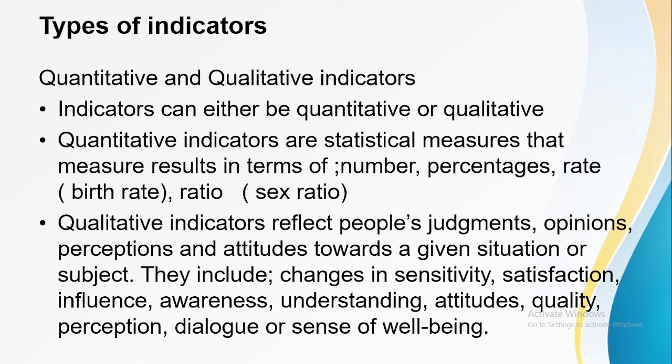So what are the types of indicators? We have qualitative and quantitative indicators. Quantitative indicators are statistical measures that measure results in terms of numbers, percentages, rates, birth rates, ratios, or sex ratios. While qualitative indicators reflect people's judgments, opinions, perceptions, and attitudes towards a given situation or subject. They include changes in sensitivity, satisfaction, influence, awareness, understanding, attitudes, quality, perception, dialogue, or a sense of well-being. Those are the qualitative indicators. They measure people's judgments and opinions and perceptions and attitudes, whereas the quantitative are statistical measures in terms of numbers, percentages, rates, and ratios.